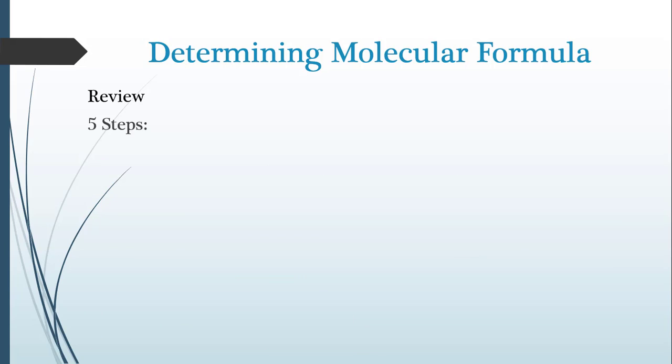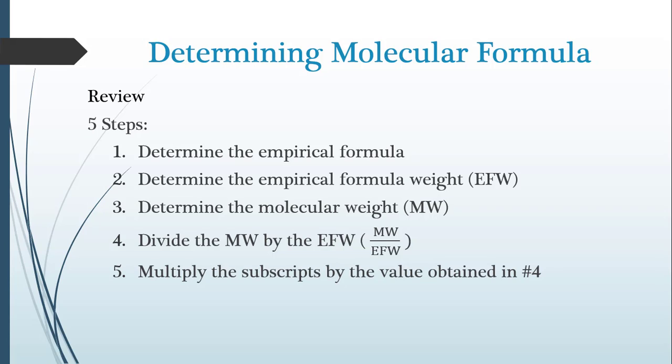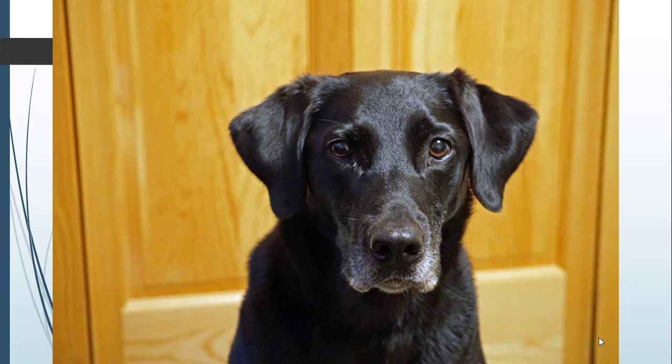There are 5 steps. Figure out the empirical formula, determine the empirical formula weight, figure out the molecular weight, divide the molecular weight by the empirical formula weight, multiply the subscripts by the value obtained in number 4, and you're done. And that completes our discussion on empirical and molecular formula. In the next videos, we'll start on a new topic.